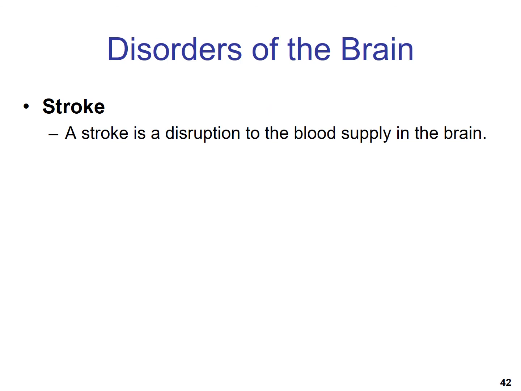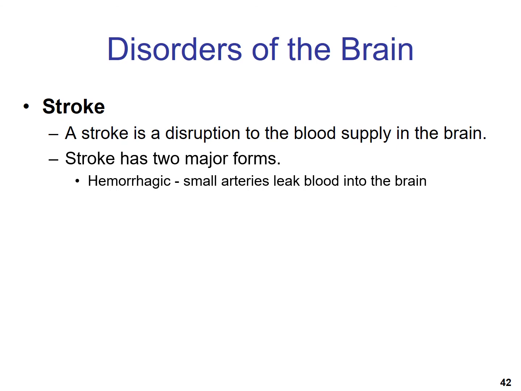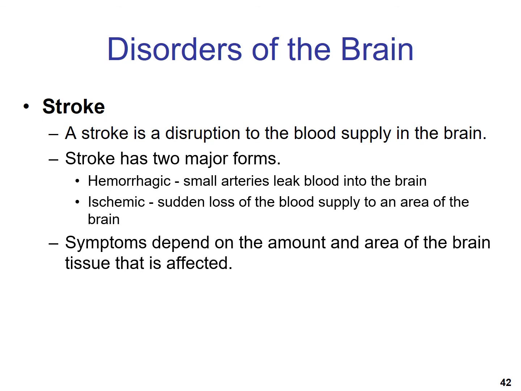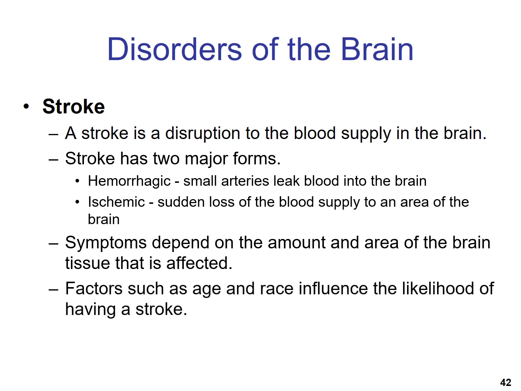Okay, a stroke is a disruption of the blood supply to the brain, and how much damage is caused to the brain depends on how many blood vessels are blocked by the stroke. There are two major forms of it. Hemorrhagic is where arteries burst and leak blood into the brain, and ischemic is when you have a blockage. So you can either have arteries burst or you can have them get blocked. What kind of symptoms you suffer from the stroke depends on which area of the brain gets affected and how large an area gets affected. Age and race, and to a certain extent gender, influence the likelihood of having a stroke.